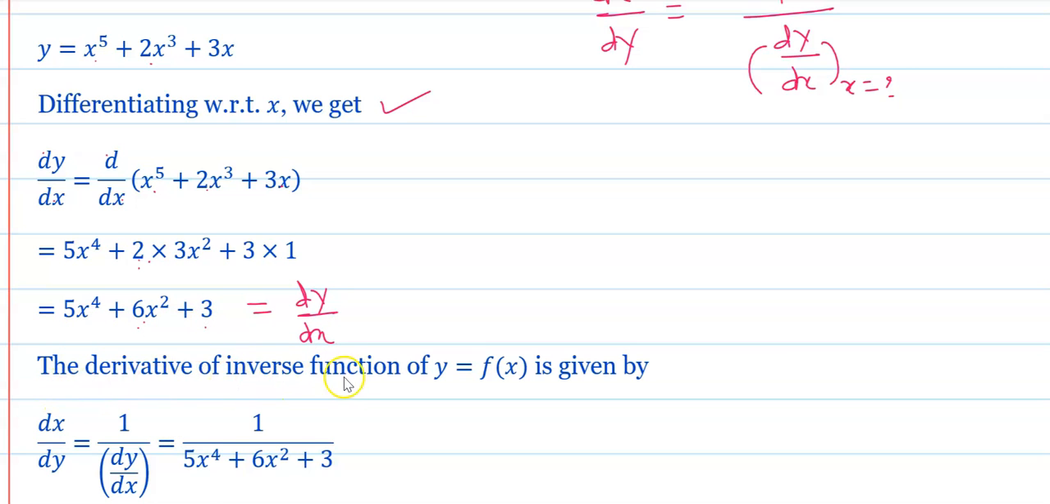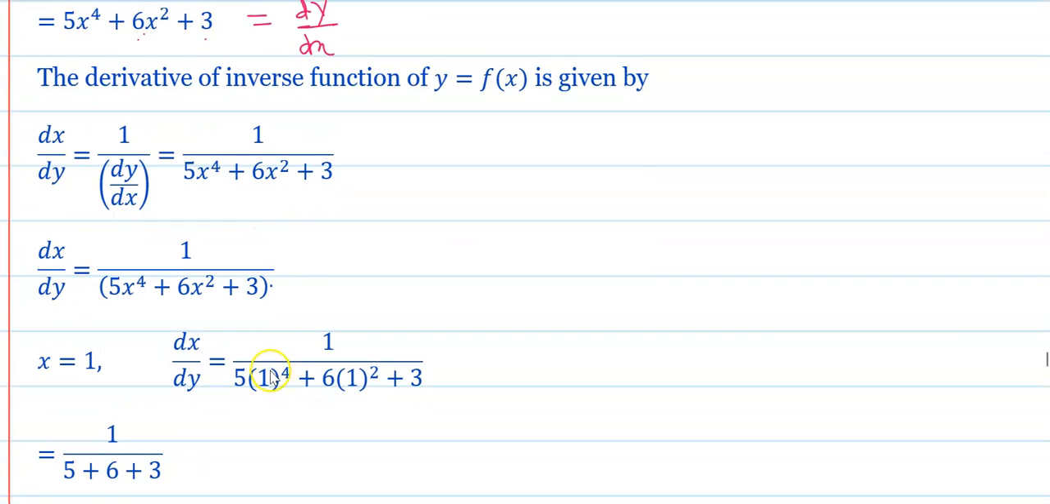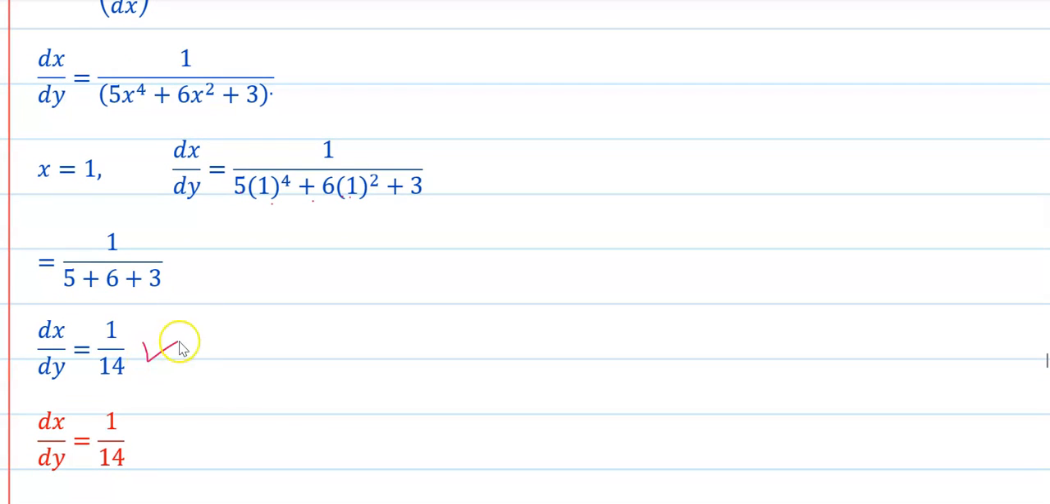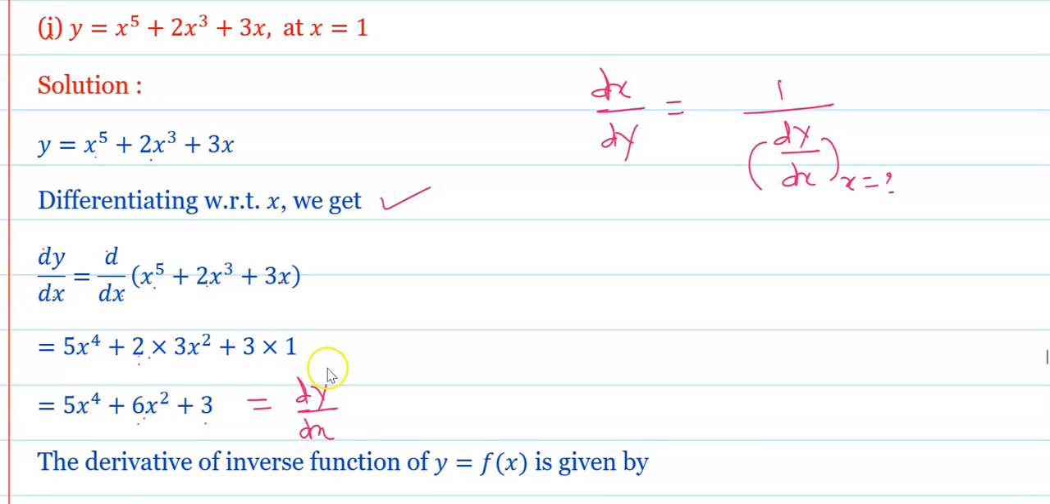Again, the derivative of the inverse function of y equals f of x is given by dx upon dy equals 1 upon dy by dx. We substitute the value of dy by dx, 5x raised to 4 plus 6x square plus 3. What is the value of x? It is 1. That is 5 into 1 raised to 4 plus 6 into 1 square plus 3. 5 plus 6 is 11, 11 plus 3 is 14. And hence dx upon dy is equals to 1 upon 14, and this is the answer. It is simple, you only have to find out the value now.